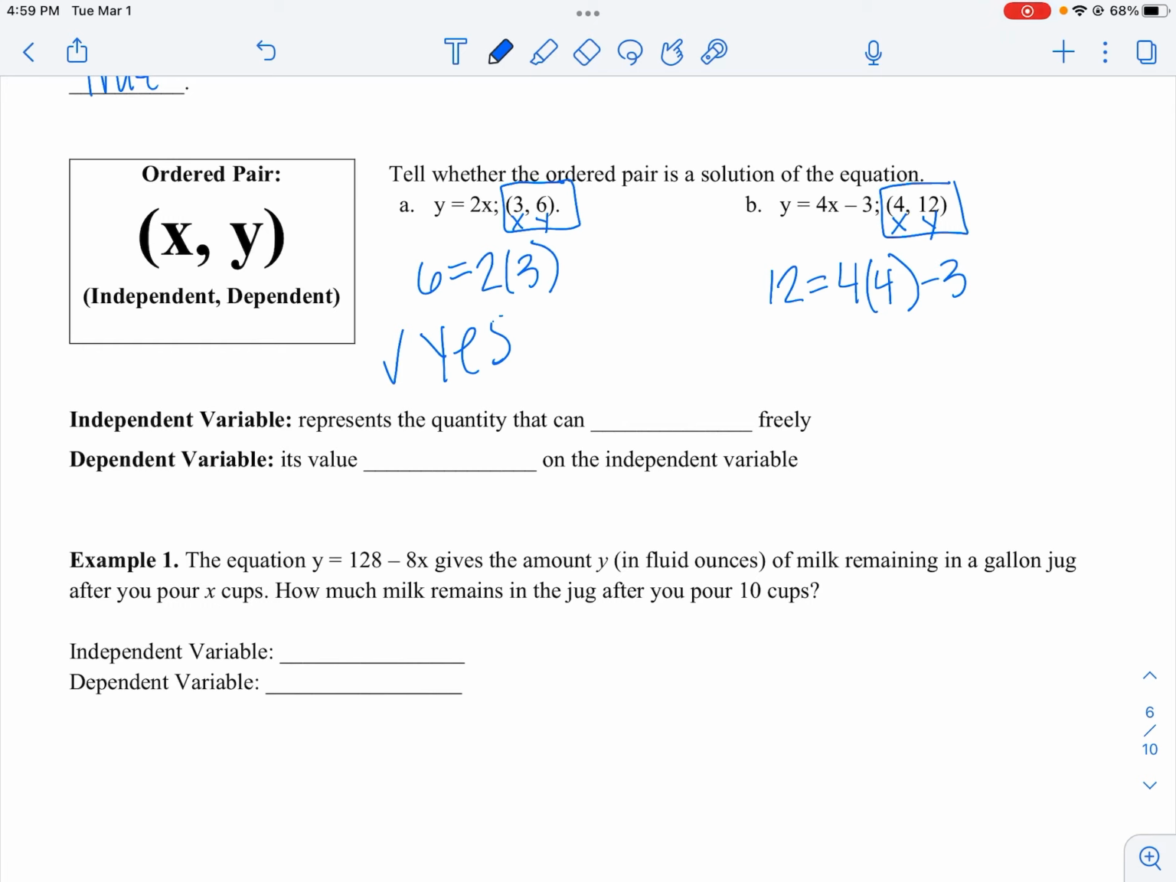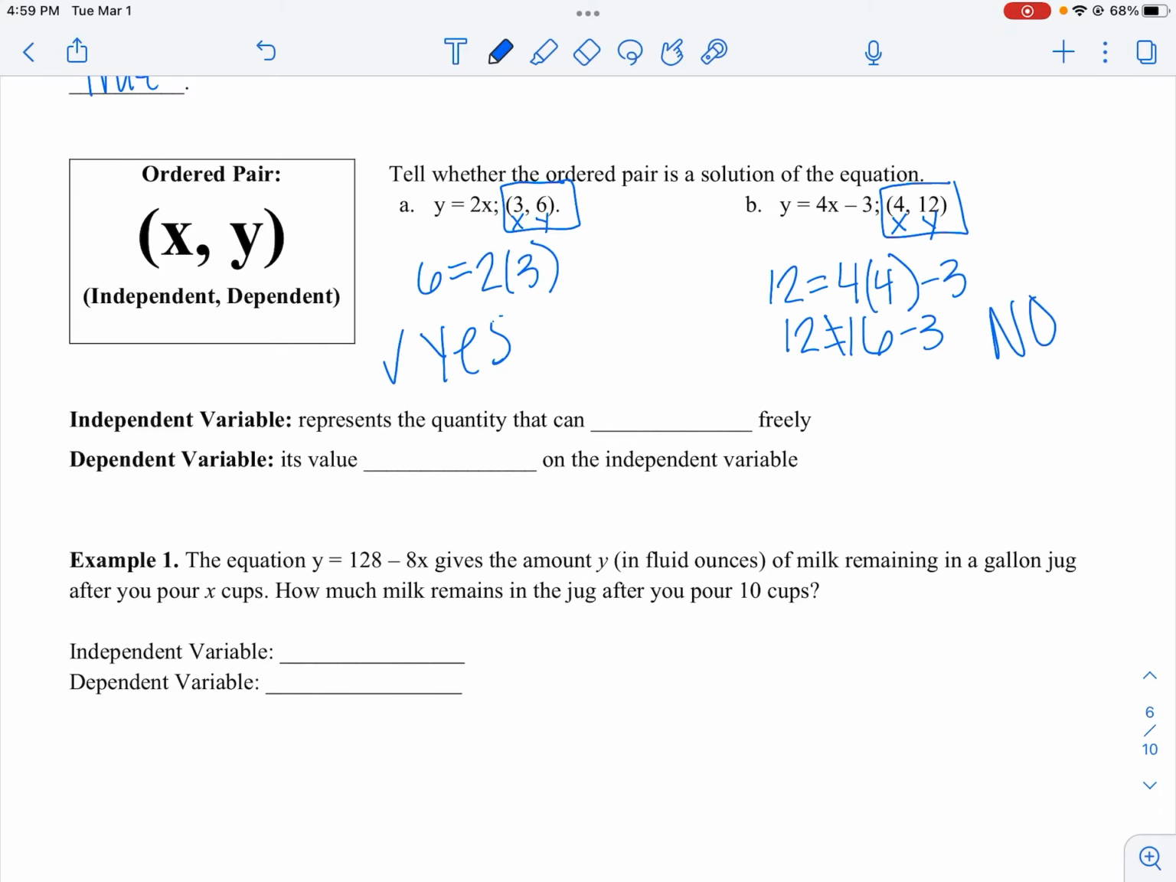Then you've got to remember PEMDAS, okay? The first thing we do on this equation is multiply. So we have 4 times 4, which is 16. So we get 12 equals 16 minus 3. Okay, is this true? No. 16 minus 3 is 13, so this is no. And I'm going to put a line through the equal sign because it does not equal each other. Okay, so that means 4 and 12 are not a solution of that equation.